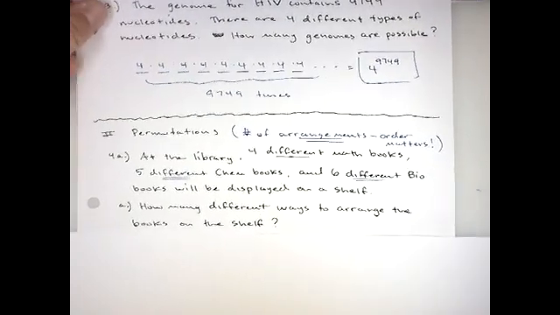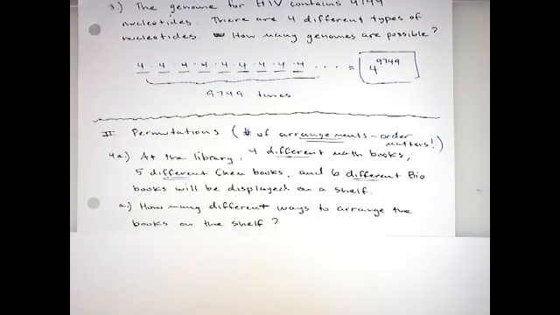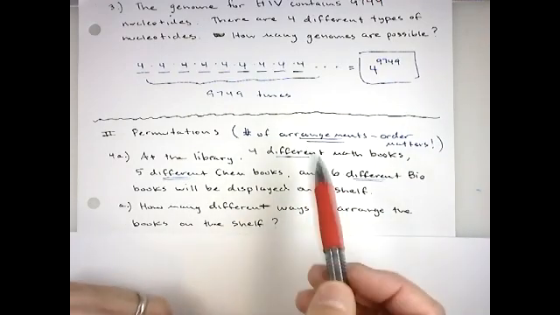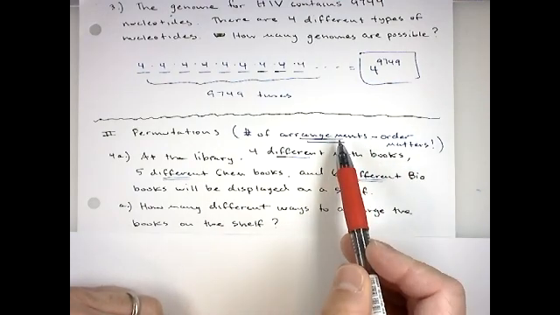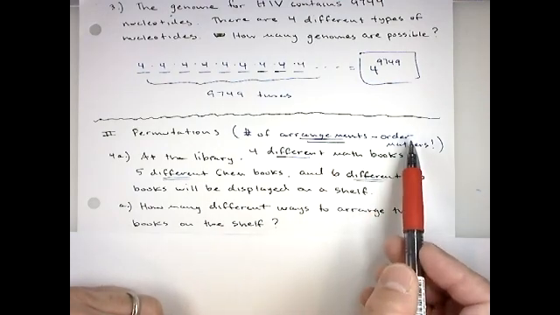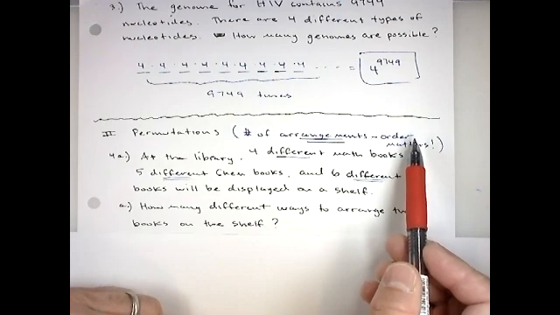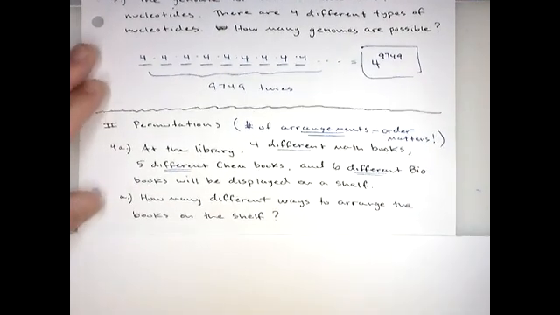Another idea in counting is this idea of permutations. Permutations are when you're counting possibilities where the order matters. The number of arrangements of something is an indication that order matters. You're not just picking things, you're going to arrange them in some way.